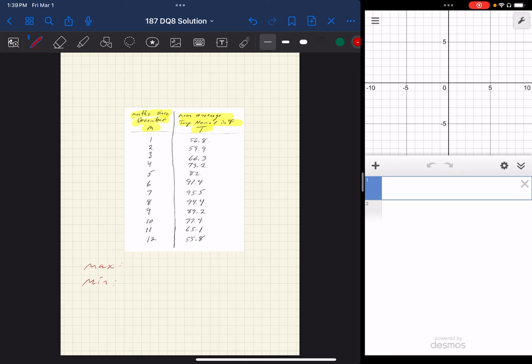And will our model be exact? No, it is just a model. It models the real data. It is not the real data.